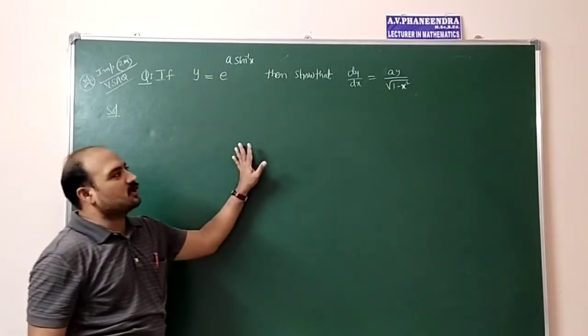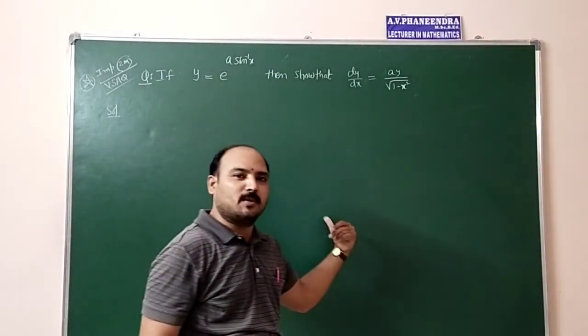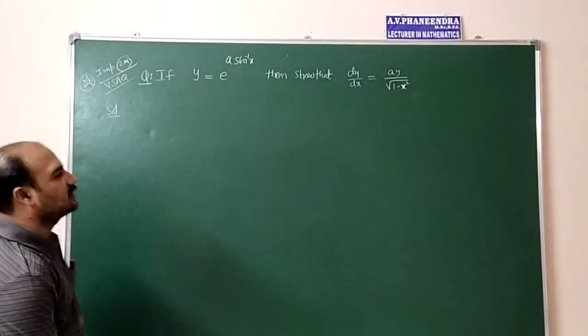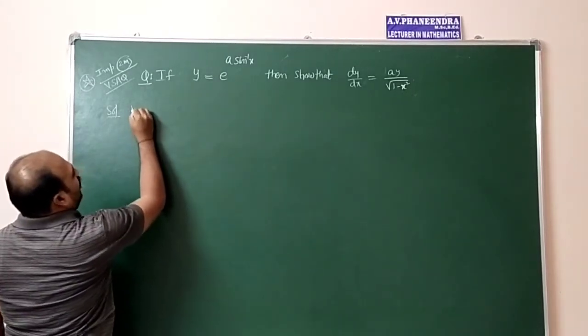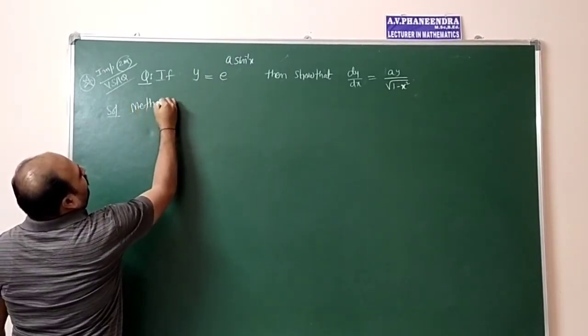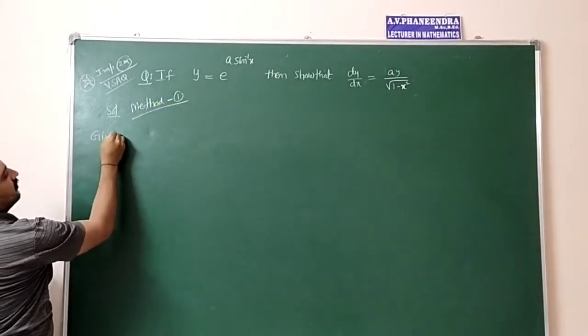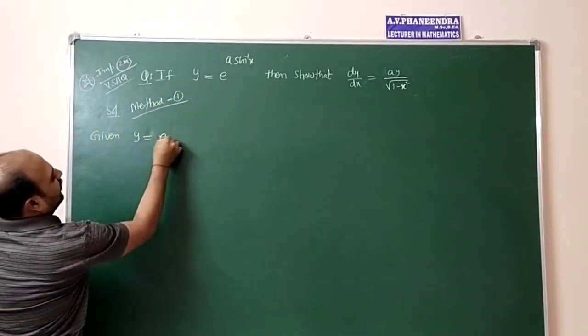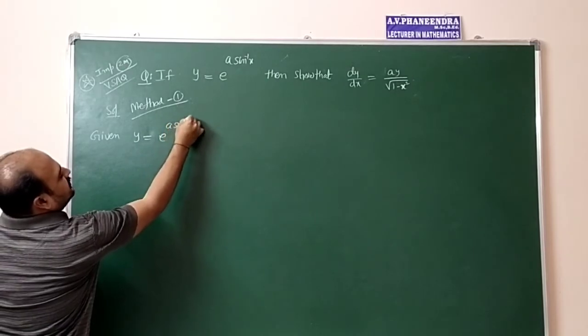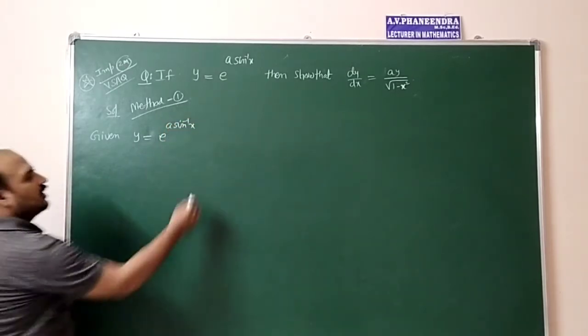For this question also I will give two methods. One is the general method, one is logarithmic differentiation. See, first, method 1. First, given y is equal to e power a sin inverse x. We put that as equation number 1.